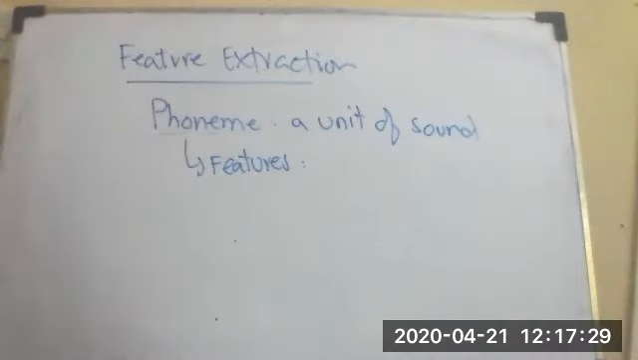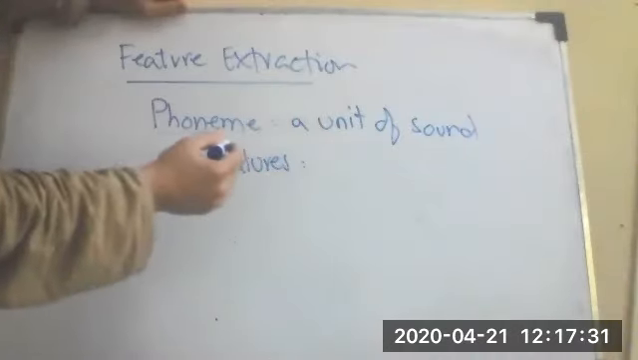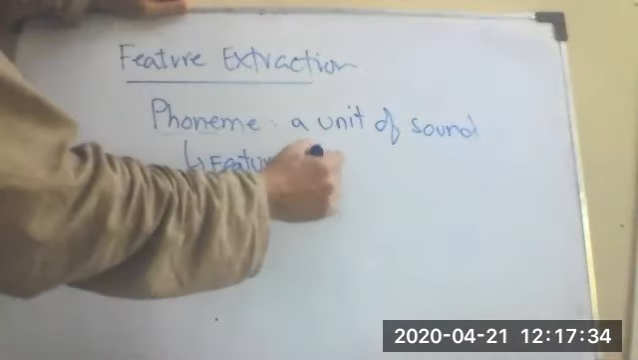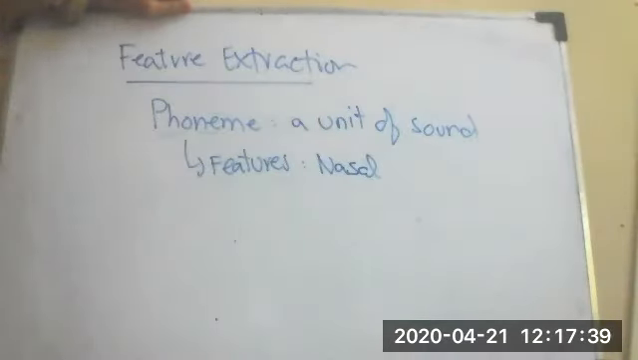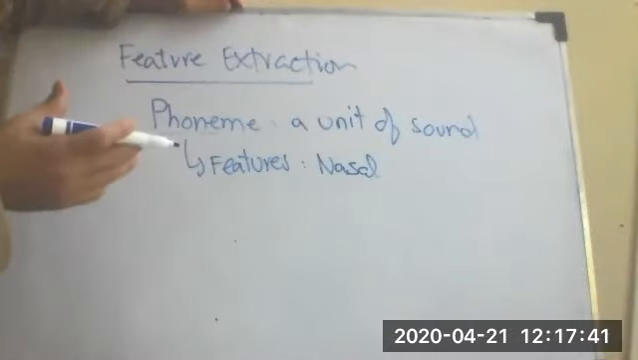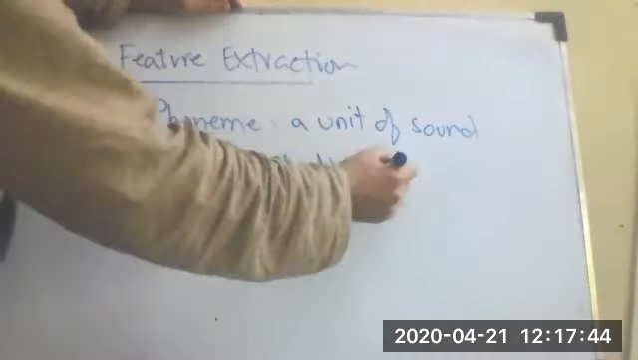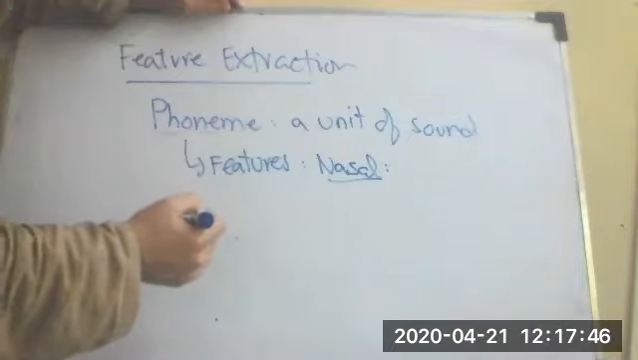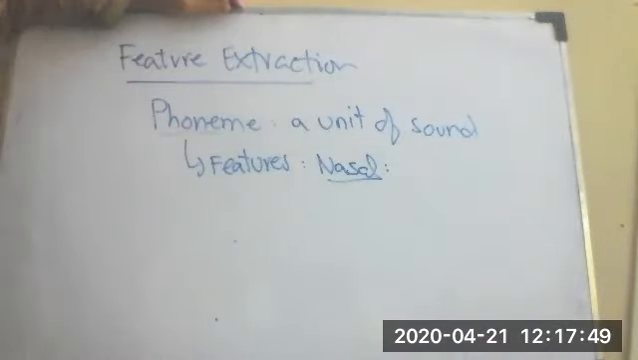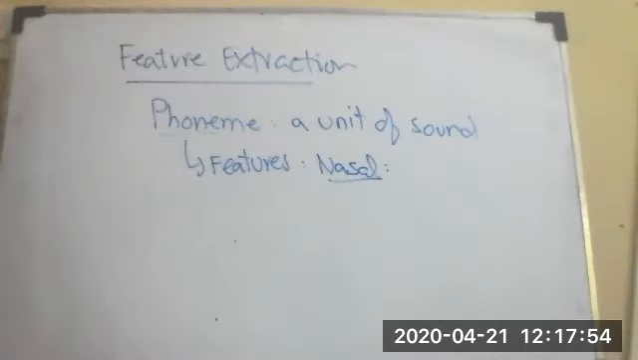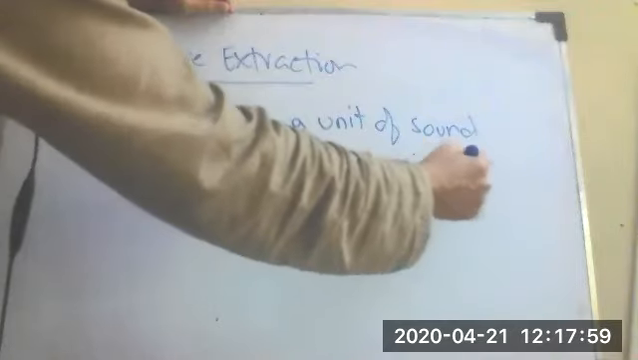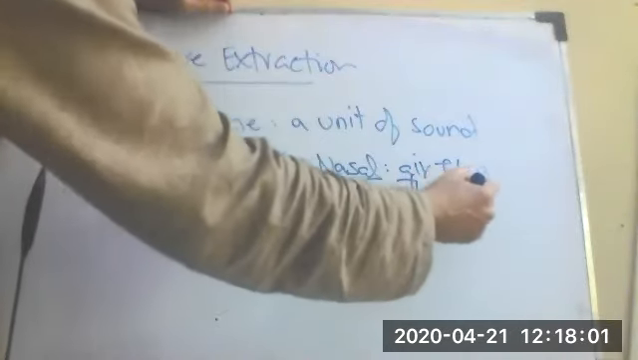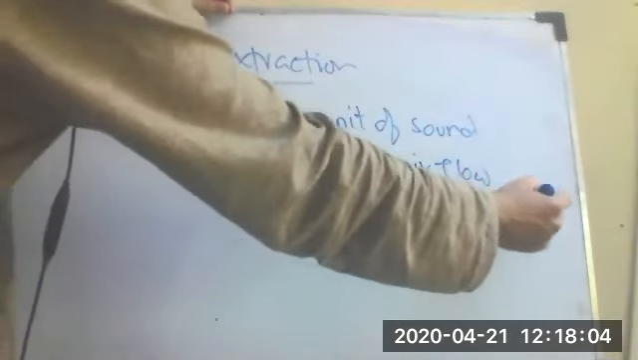For example, let me tell you. So one feature of a phoneme can be nasal. So is this phoneme a nasal phoneme or not? Okay? So what does nasal mean? Nasal means that air flows through the nasal cavity when you are pronouncing this phoneme, or this phoneme is coming out of your vocal system. Air flow through nasal cavity.